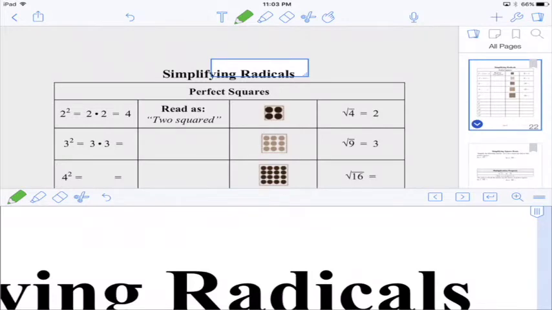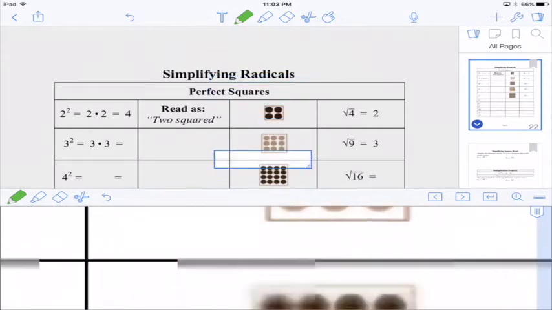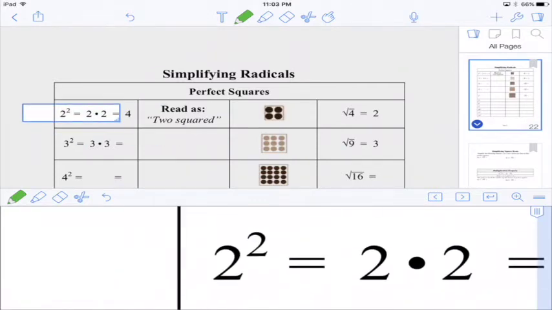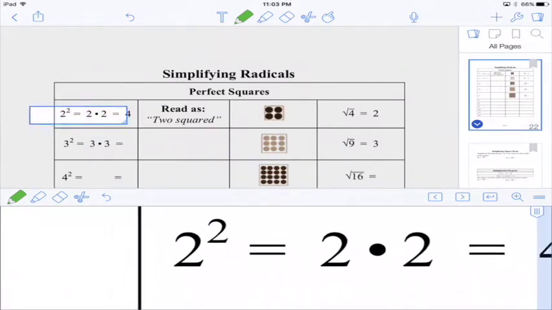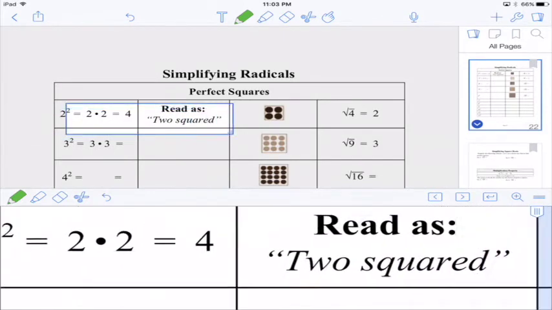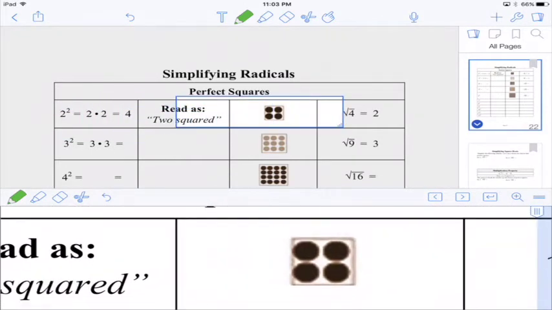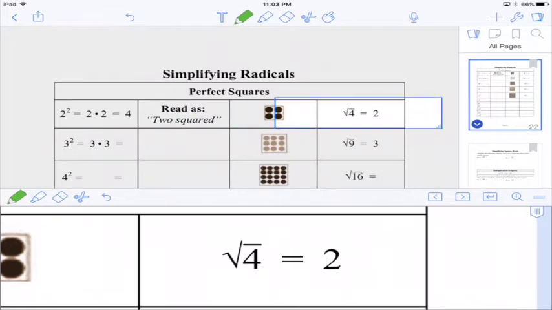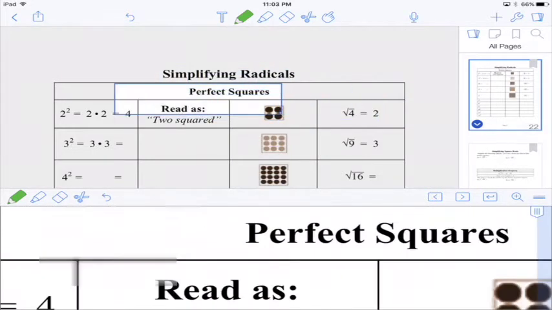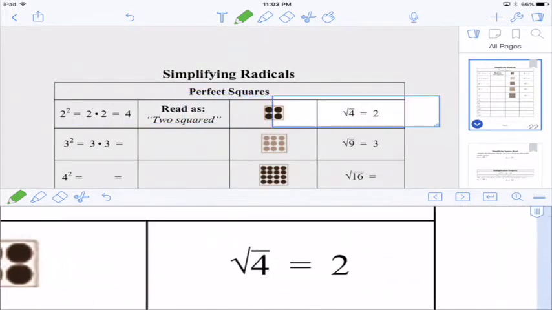Before we can simplify roots, we need to understand what a perfect square is. So 2 squared is 2 times 2. We write that as 2 squared. Well, that's 4. Okay, so I have this read as, and I also have a picture, right? It's a perfect square because 4 makes a square. So we know that the square root of 4 is 2, right? Because it's 2 times 2. Squared and square roots are opposite.